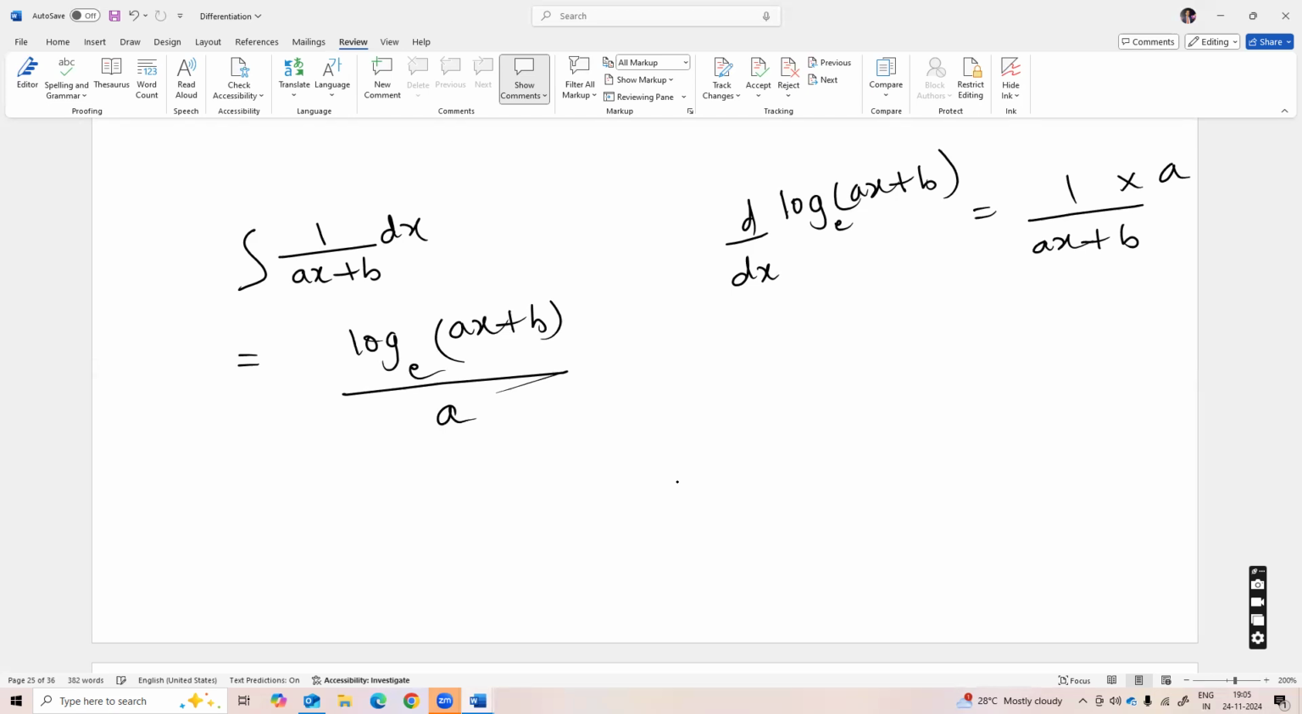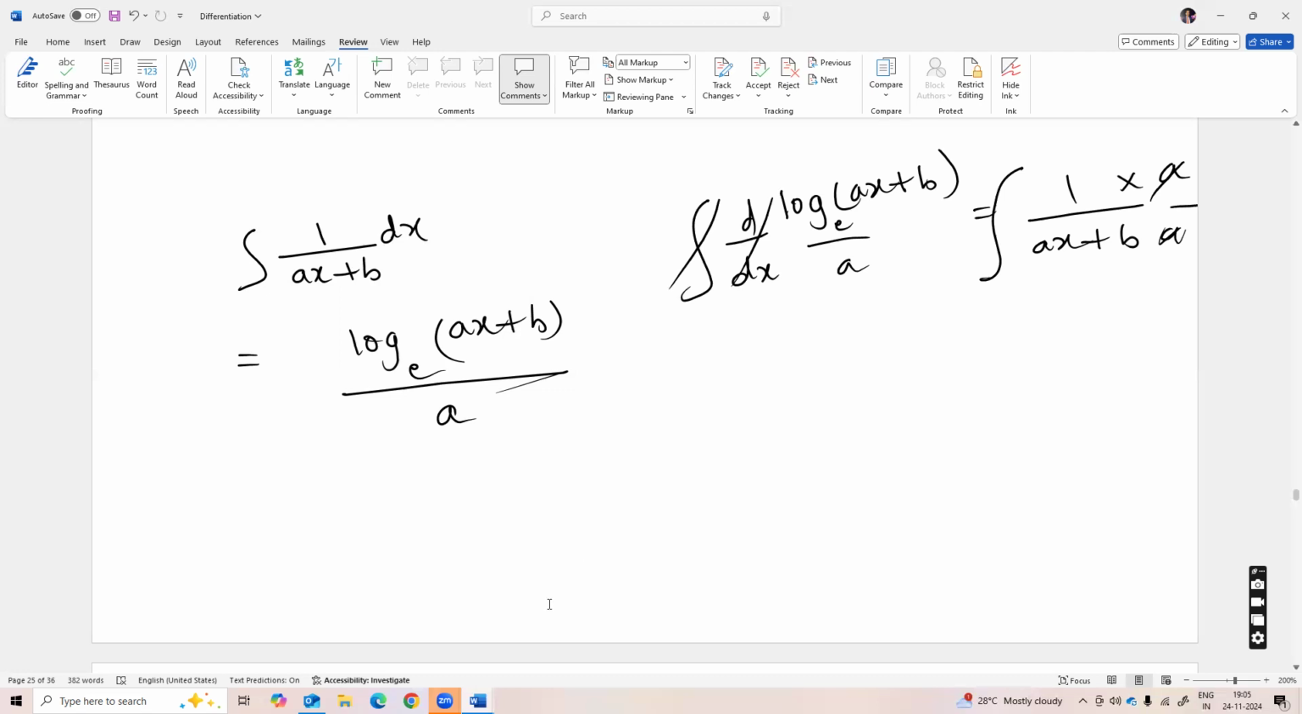Okay, so it is like this only. If you integrate this part, the only difference is you have divided both sides by a. So if you divide this side by a and that side by a, you will get the integration of 1 upon ax plus b. Here integration and differentiation get cancelled, so the integration of 1 upon ax plus b is equal to log of ax plus b.